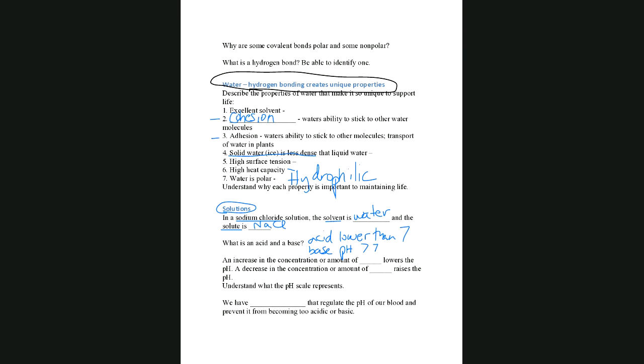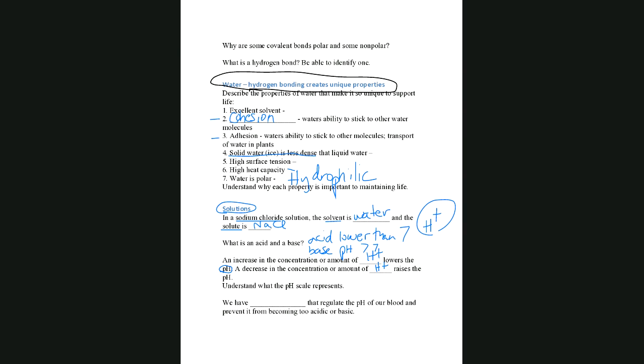The way that this works chemically, there is an ion called a hydrogen ion. And acids release these or they increase these, whereas bases reduce these. So an increase in the concentration or amount of hydrogen ion lowers the pH, which means makes it more acidic. A decrease in the concentration or amount of H plus raises the pH, okay, or makes it more basic.